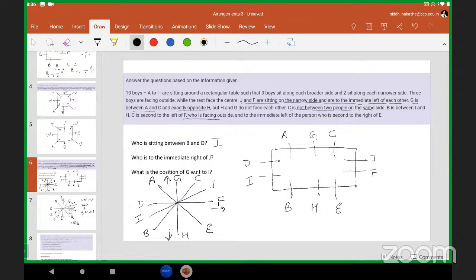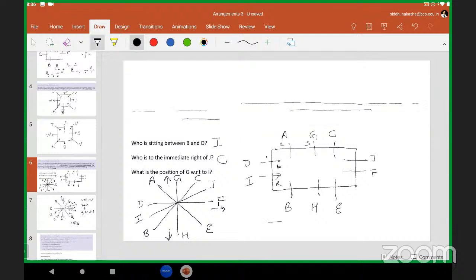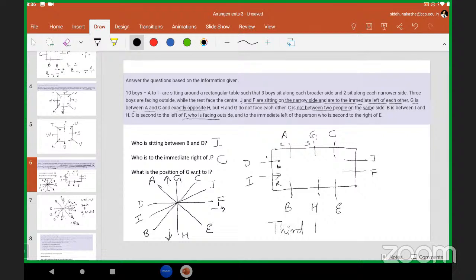Who is to the immediate right of J? Now J was facing inside, which means the immediate right was C. What is the position of G with respect to I? I is facing the center. This is one, this is two, this is three. This will be left for I and this will be right for I. So the position of G with respect to I is third to the left.